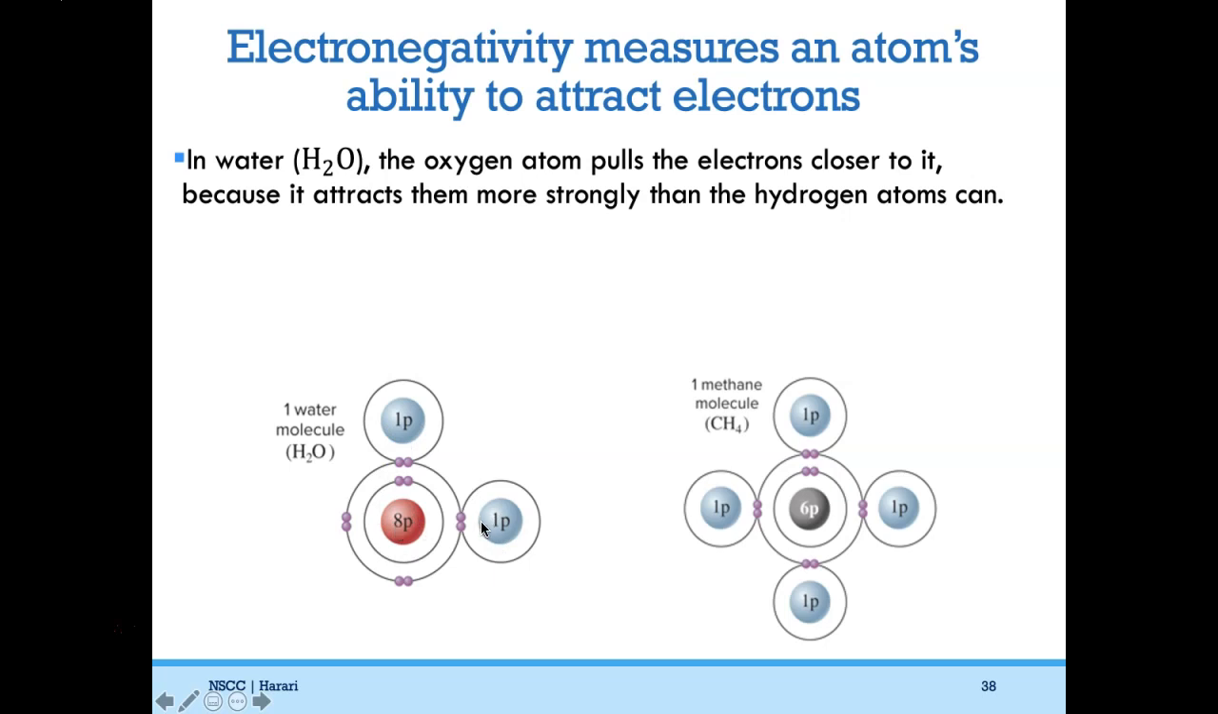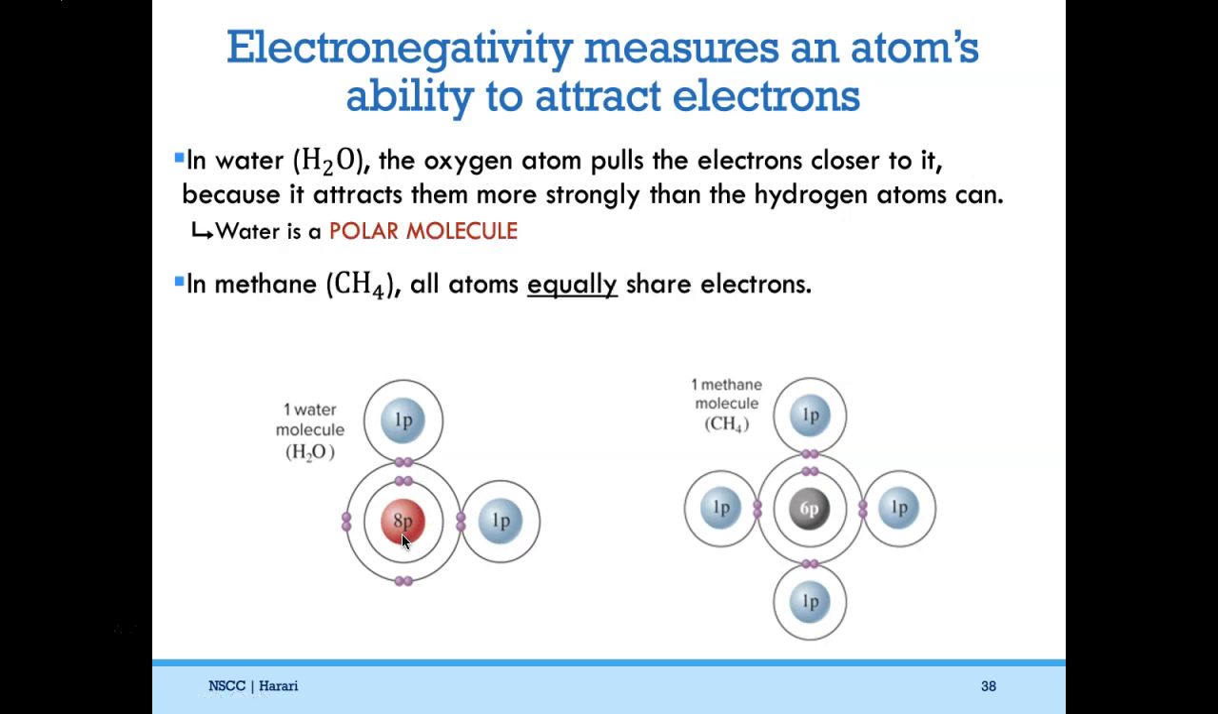Ignore these P's for now. In a water molecule, the oxygen is a lot more electronegative. Right? Oxygen is a lot more electronegative. So even though it's sharing electrons with two hydrogens here, the electrons spend a lot more time around the oxygen than around either of these hydrogens. Therefore, water is a polar molecule.